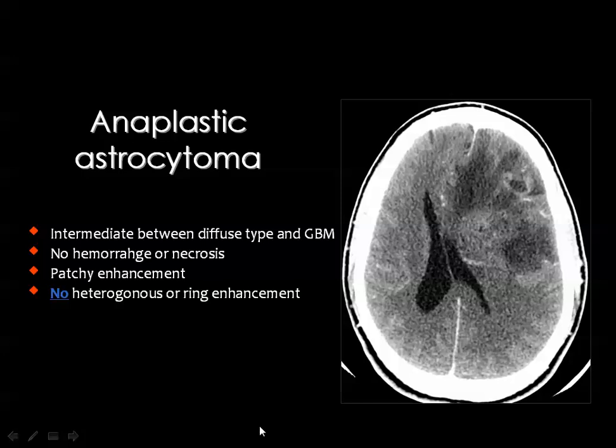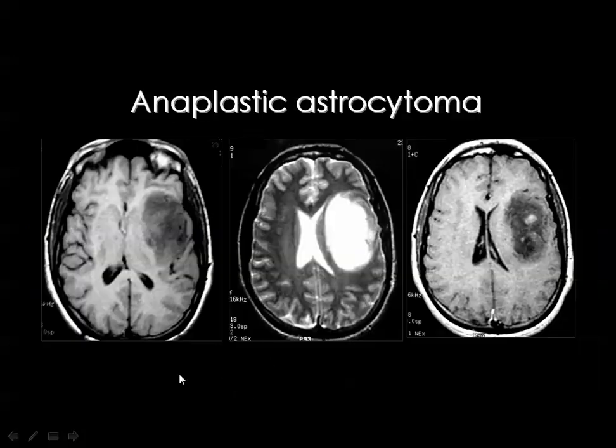Then, anaplastic astrocytoma is a tumor which is relatively more aggressive than the diffuse astrocytoma, and this tumor does not show hemorrhage or necrosis, which are commonly seen in the GBM, and it shows characteristically patchy enhancement, and you see some patches inside the tumor itself. It does not show heterogeneous or ring patterns of enhancement, and this is the classic appearance of this anaplastic astrocytoma.